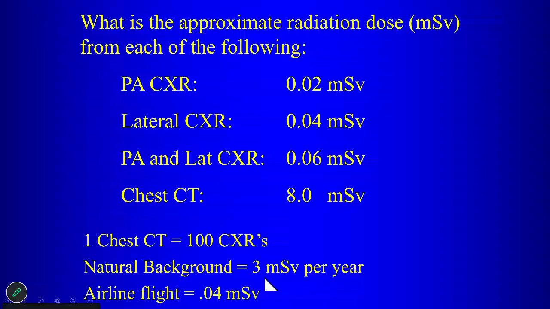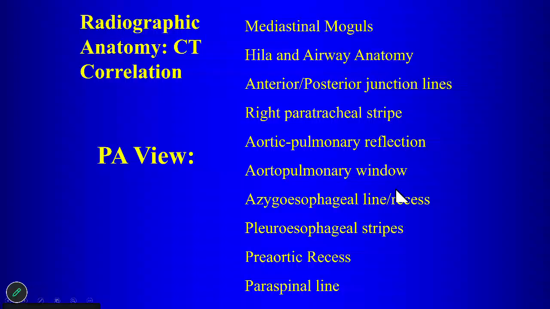Natural background radiation is about 3 millisieverts per year. And something nobody thinks about, but taking an airline flight cross country is about 0.04 millisieverts. So that's about the same dose as you would get from a chest radiograph. So don't worry about the dose from a single chest radiograph, but realize that, of course, a chest CT is much higher, about 100 times higher than a chest radiograph.